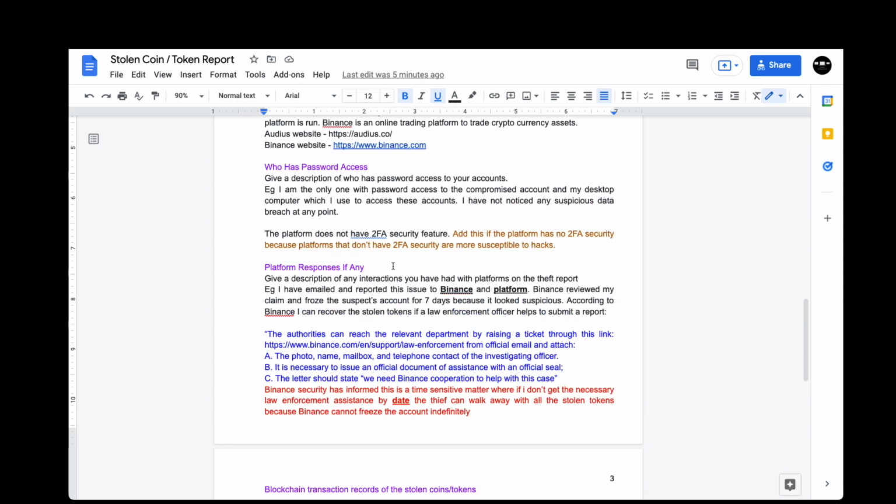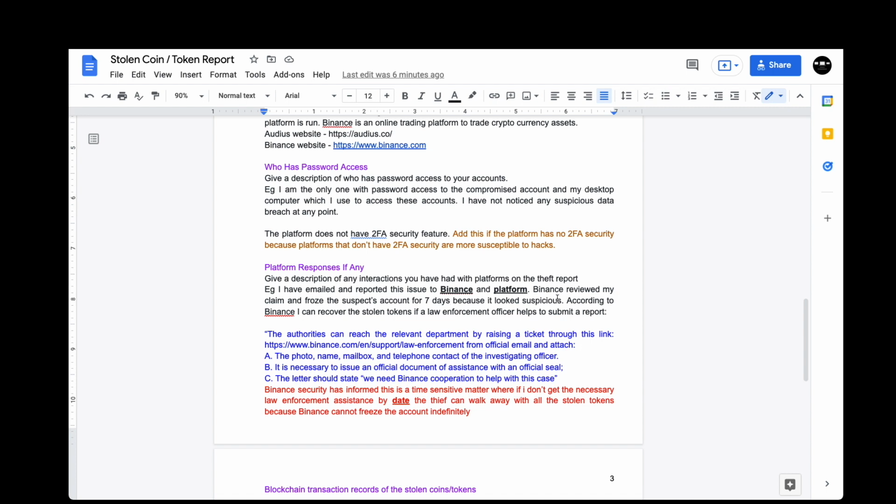So if you have any responses from the platforms, it's good to add that information too. It's good to indicate that you have reported the issue to the platforms and to give any information about how the platforms have responded. So in my particular case, Binance reviewed the suspect's account and then found it to be suspicious, and then they froze it for 7 days. So this is good information to share with the police officers, giving them an indication of what exactly has happened, helping them to trace the transactions, responses of the platforms, and letting them know how they can help you.